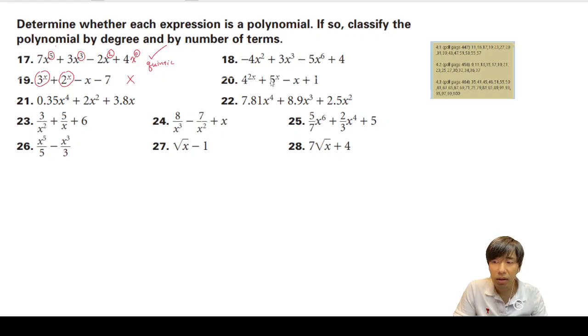And then what? 23. 23 is right there. Okay, you have 3 over x squared plus 5 over x plus 6. This can be rewritten as something like 3x to the power of negative 2 plus 5x to the power of negative 1 plus 6. So when you look at the exponent, exponents are what? Negative numbers, which are not whole numbers. These are basically integers. So this is not a polynomial function.